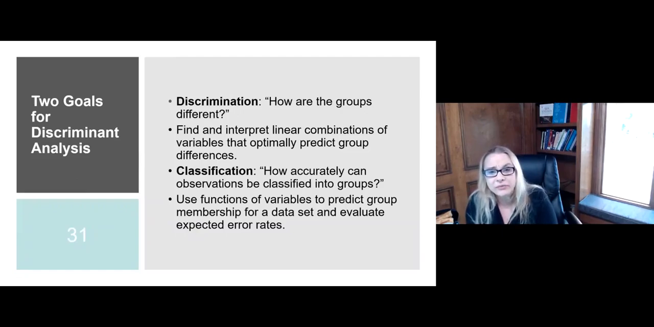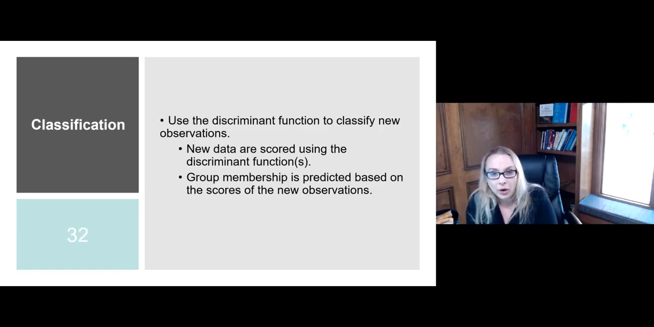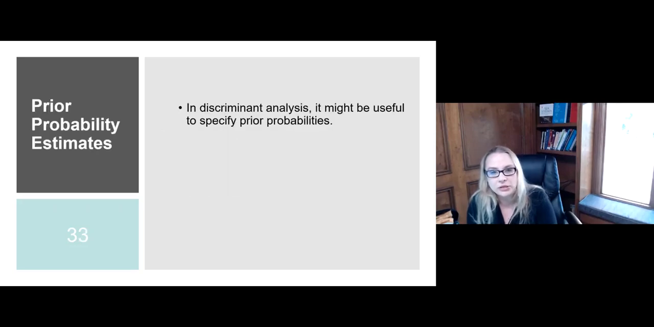So let's transition forward to classification. Here we are looking at how the observations can be classified into groups. And here we use a discriminant function to classify new observations. So new data are scored using the discriminant functions that are generated, and then group membership is predicted based on the scores of the new observations.